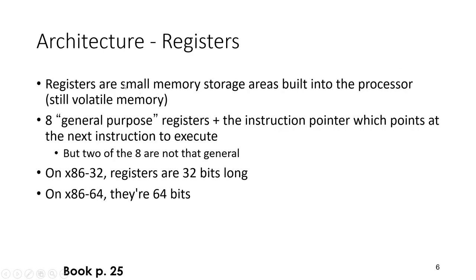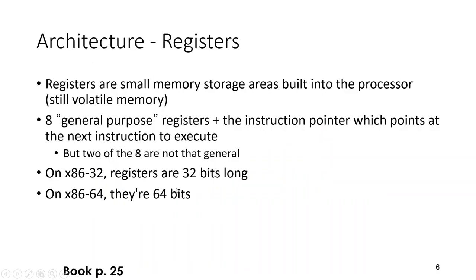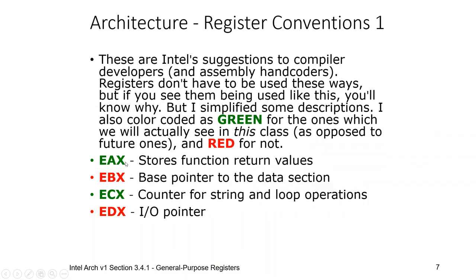memorize this point. Now registers are very important and small storage memory built into the processor. They are very fast. There are 8 general purpose registers and an instruction pointer. On x86 32-bit they are 32 bits long, and on 64-bit architecture they are 64 bits. So there are 4 main registers. EAX stores function return values.